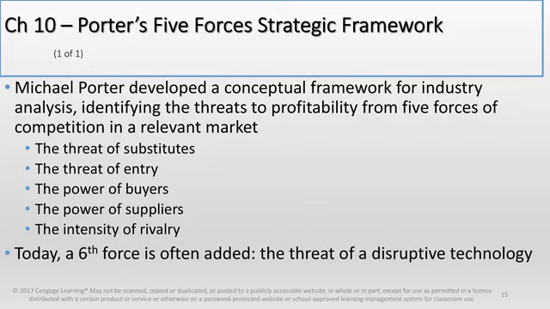Today, a 6th force is also added: the threat of a disruptive technology, such as digital file sharing for the recording music industry, streaming video on demand for the video rental industry, or digital photography for the camera film industry.